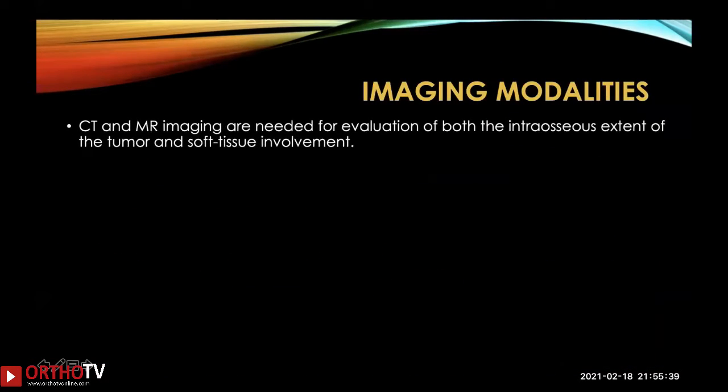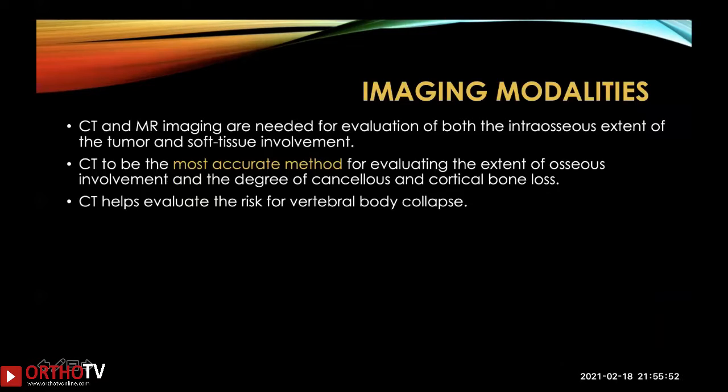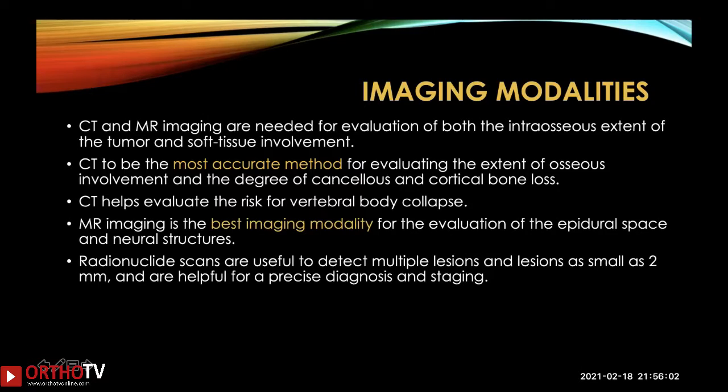Basically, when you talk about spinal tumors, it's very important to get good imaging done, which I'm going to speak about. CT scan and MRI are the basic requirements of any center wherever you want to diagnose these tumors. CT is very good for evaluating the amount of osseous involvement and the degree of cancellous and cortical bone loss. It also evaluates the risk for vertebral body collapse or further collapse. MRI is probably the benchmark, the gold standard, which we use to evaluate the epidural space as well as the soft tissue involvement of the neural structures.